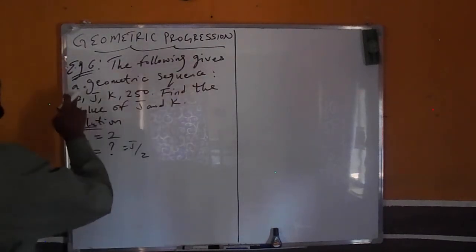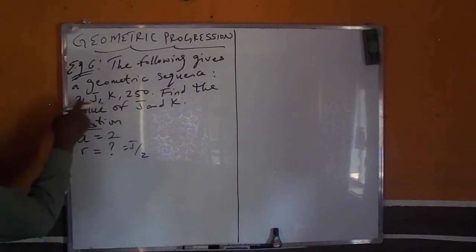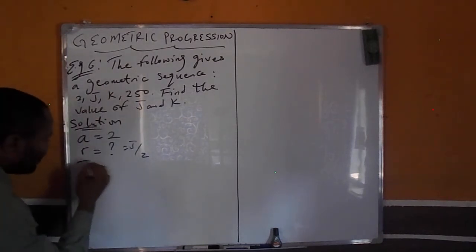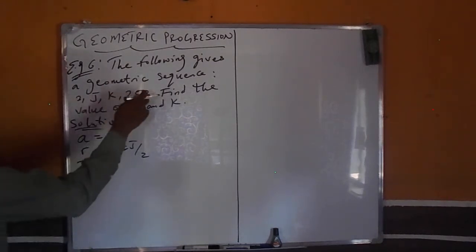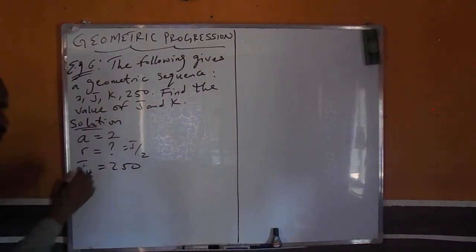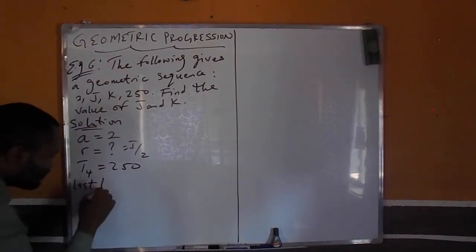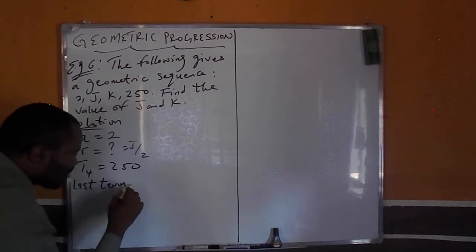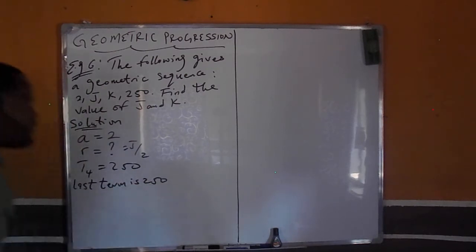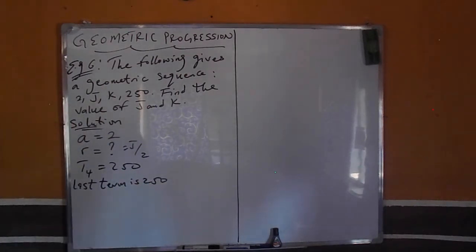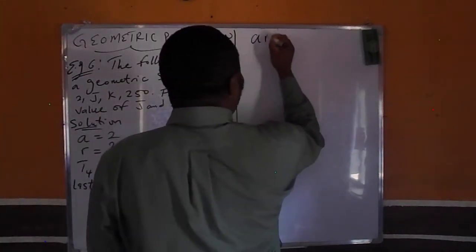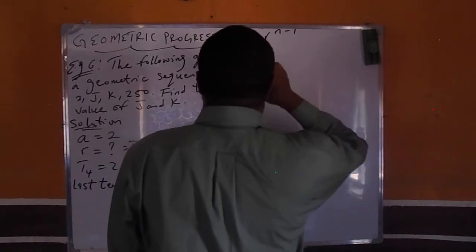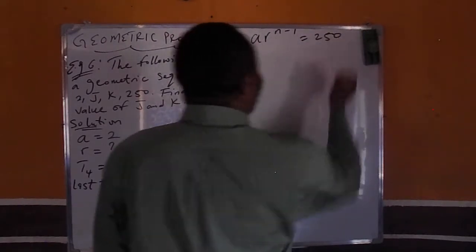Then what else? The following gives a geometric sequence. Count 1, 2, 3, 4. T4 equals the last term, 250. So it says the last term is 250. Now we can start our working. How do we work this? We now say that A R raised to power n minus 1 equals the last term, which is 250.